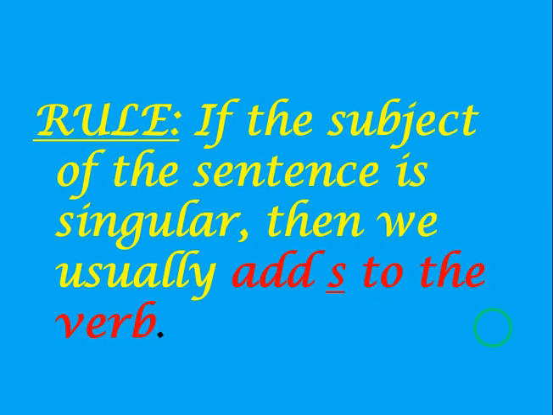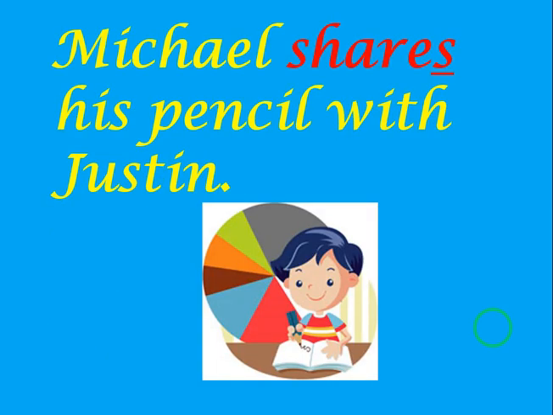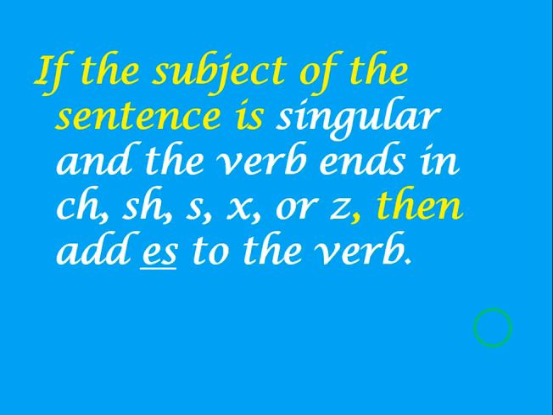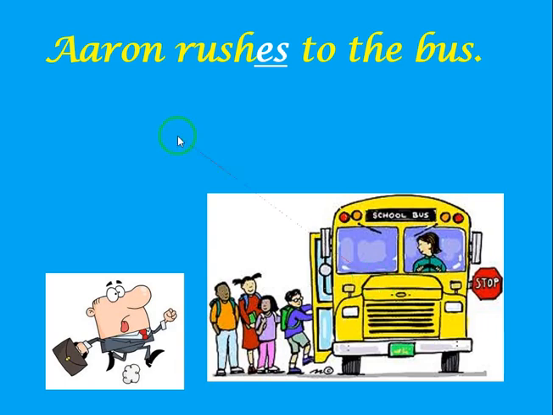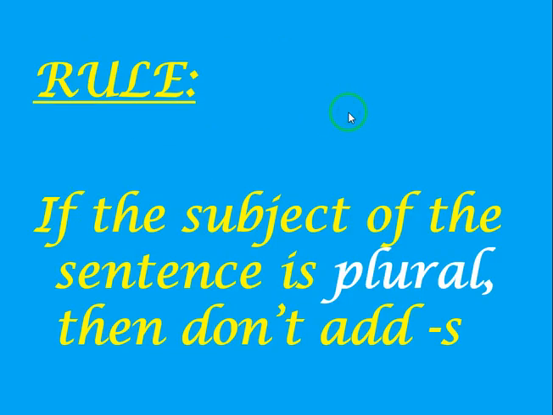If the subject of the sentence is singular, then we have to add s to the verb. For example, Michael shares his pencil with Justin, as Michael is singular. If the subject of the sentence is singular and the verb ends in ch, sh, x, or z, then add es to the verb. Aaron rushes to the bus. Because it ends in sh, I add es.